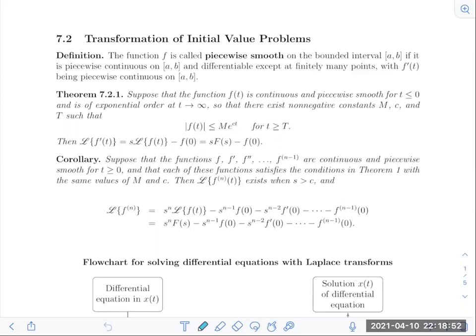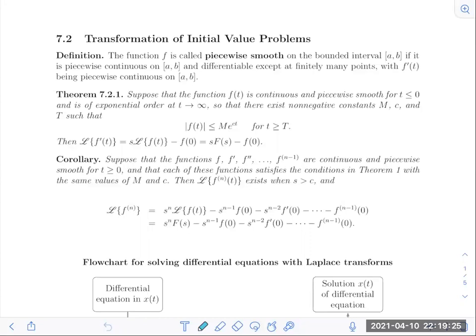So theorem one says, suppose that the function f of t is continuous and piecewise smooth for nonnegative t values, and that it's of exponential order as t approaches infinity. So that there exist nonnegative constants M and c, as well as T, so that the absolute value of f of t is bounded above by M e to the ct. We saw this idea of being of exponential order in section 7.1.